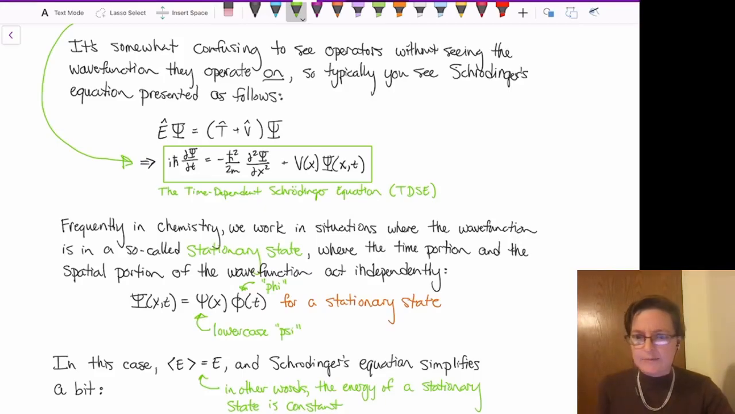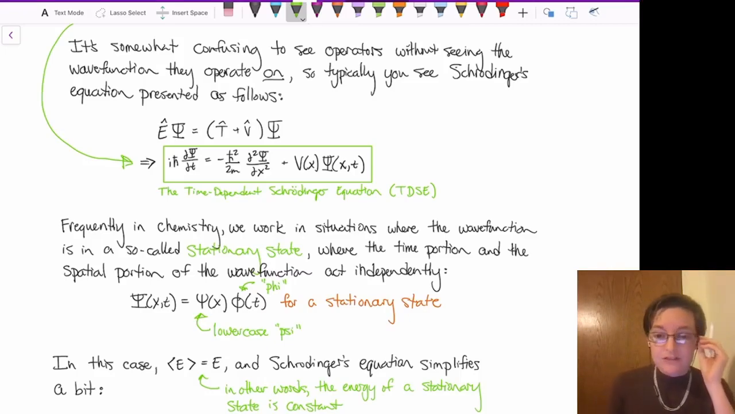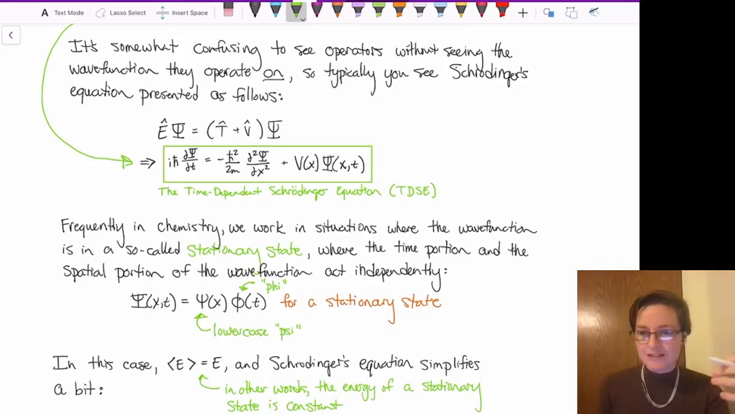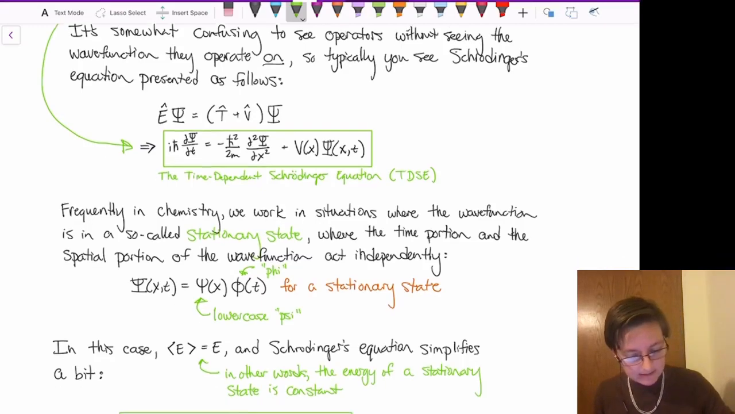Now, frequently in chemistry, time doesn't really matter. We're talking about the hydrogen atom, not necessarily in a dynamic sense, but just what's the ground state of hydrogen? Where are the electrons when hydrogen is not perturbed by an external force such that it's not changing its behavior as a function of time? And in that case, our wave function adopts what's called a stationary state, and the time portion and the space portion of the wave function act independently.